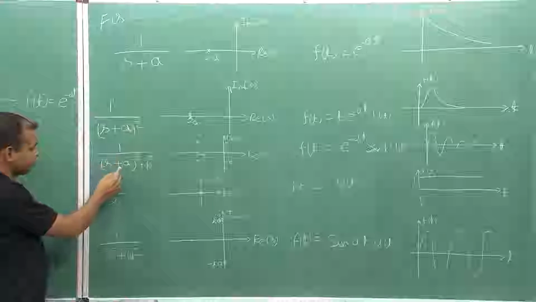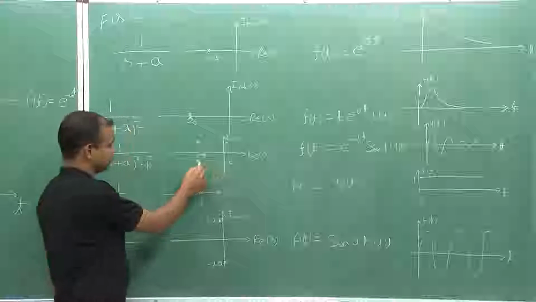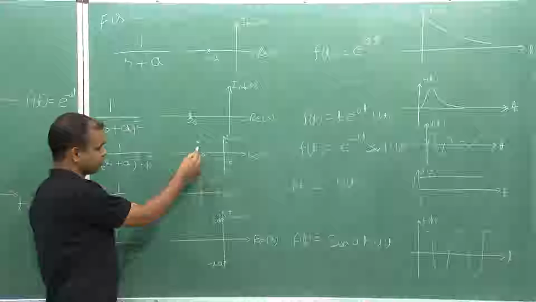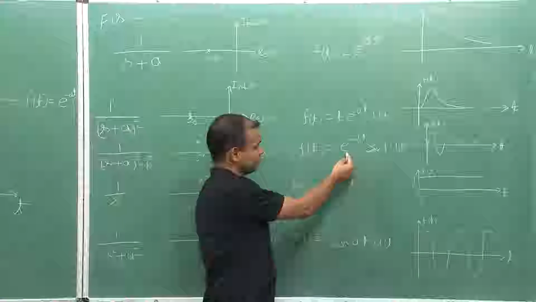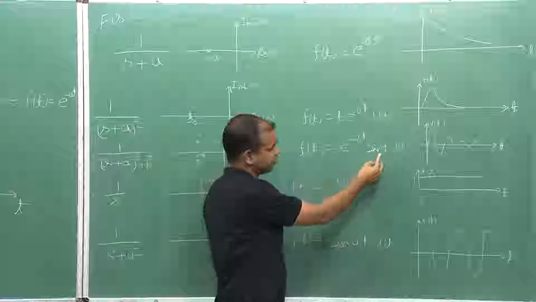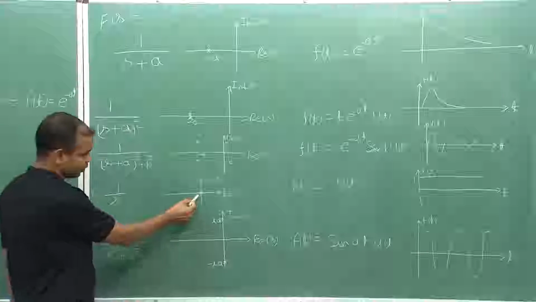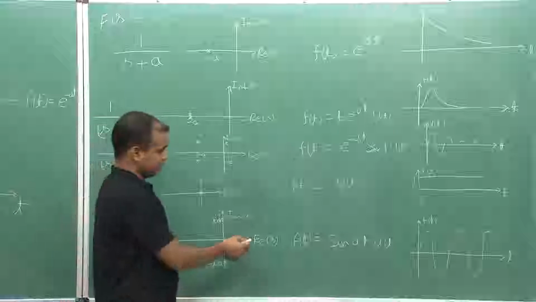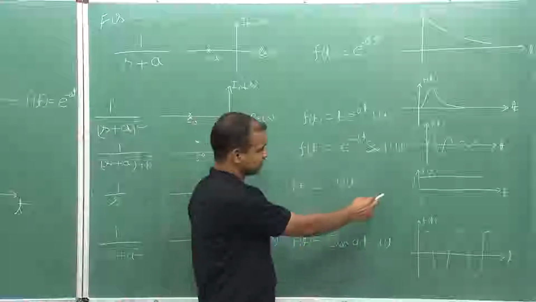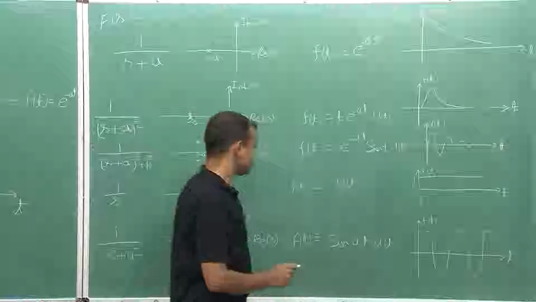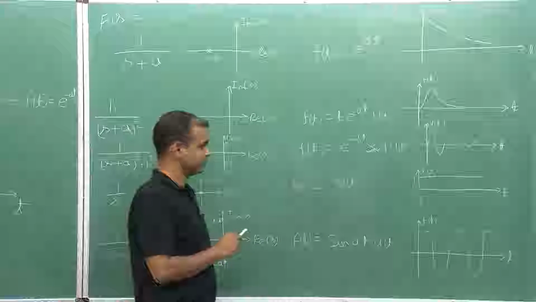If my system is 1 by (s plus a) whole square plus b square, in that case I have two poles in the left half, two complex poles, they are complex conjugate, and in this case my time domain equation will be e to the power minus a t sin b t, and I will get the response like this. For 1 by s, I have one pole at the origin, the response is u of t, and it will look like this. In this case, the system is marginally stable, because it is not tending to 0 and it is not diverging also, that is why it is marginally stable.